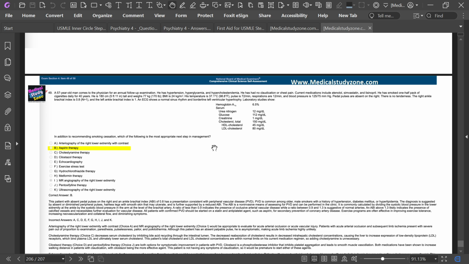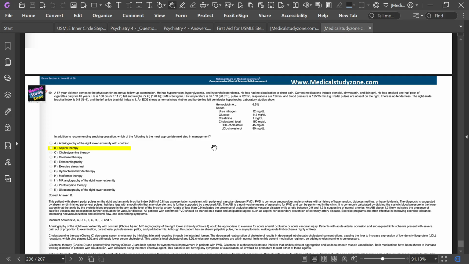This patient with absent pedal pulses on the right and an ankle brachial index of 0.8 has a presentation consistent with peripheral vascular disease. Peripheral vascular disease is common among older male smokers with a history of hypertension, diabetes, and hyperlipidemia. The diagnosis is suggested by absent or diminished peripheral pulses, hairless legs with thin, smooth skin that may ulcerate, and is further supported by the reduced ankle brachial index. The ankle brachial index is a non-invasive means of assessing peripheral vascular disease and can be performed in the clinic.